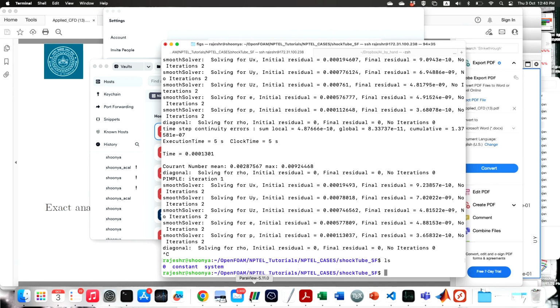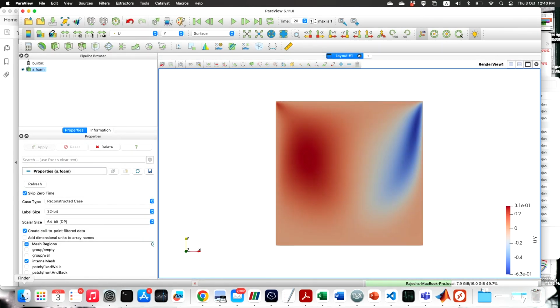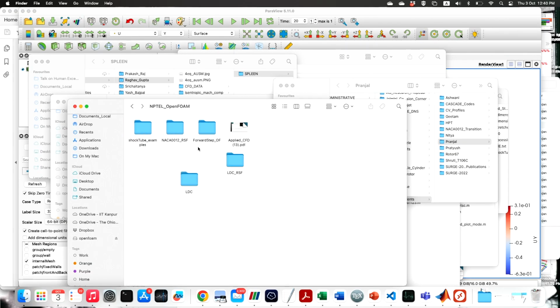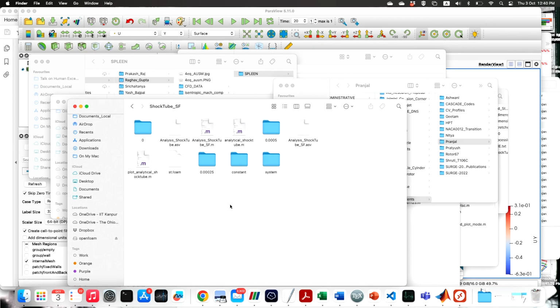Okay. So, let me show you the solution here first. This you can go back and run and see the solution. So, this is the sonic form. Okay. So, you can maybe perhaps open it on this also.